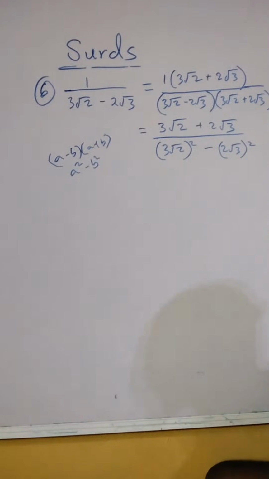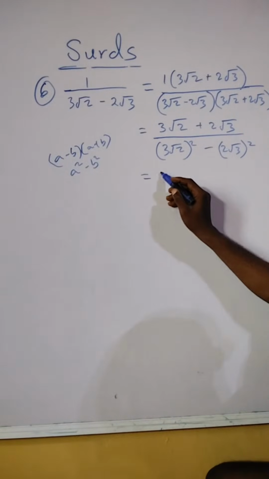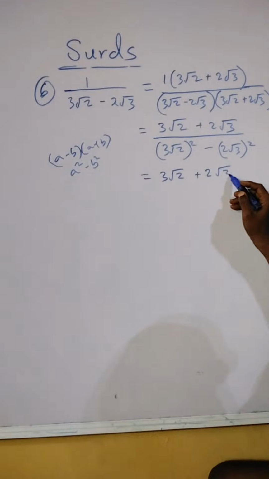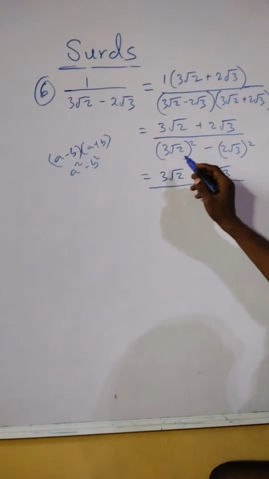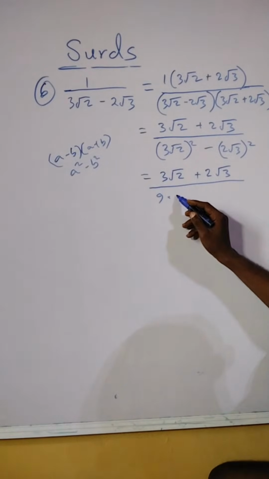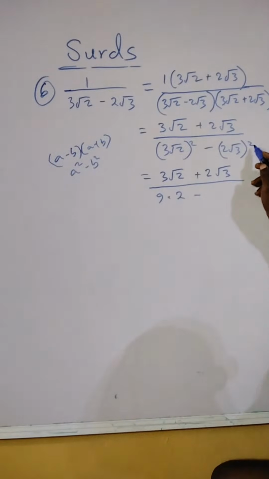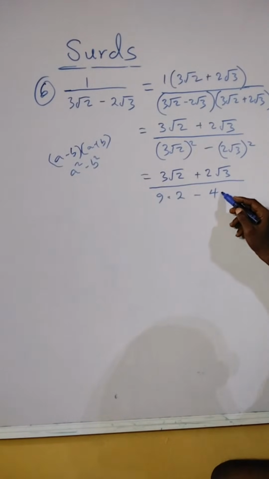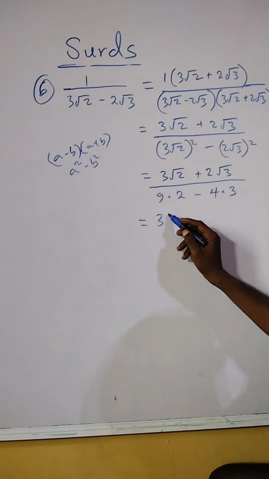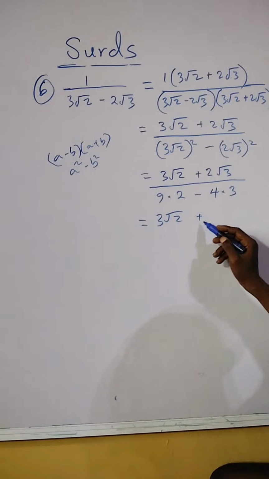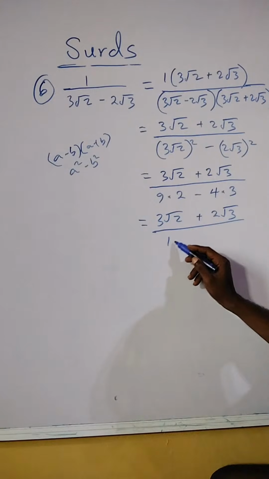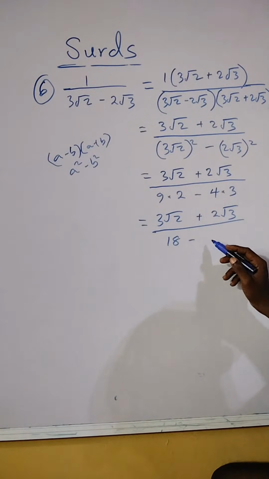That is, this becomes 3 root 2 plus 2 root 3 divided by the square: we affect 3, 3 squared, that's 9, times root 2 squared, that's 2, minus also the square: we affect 2, 2 squared is 4, times root 3 squared, that's 3. And here we have 3 root 2 plus 2 root 3 divided by 9 times 2, 18, minus 4 times 3, 12.